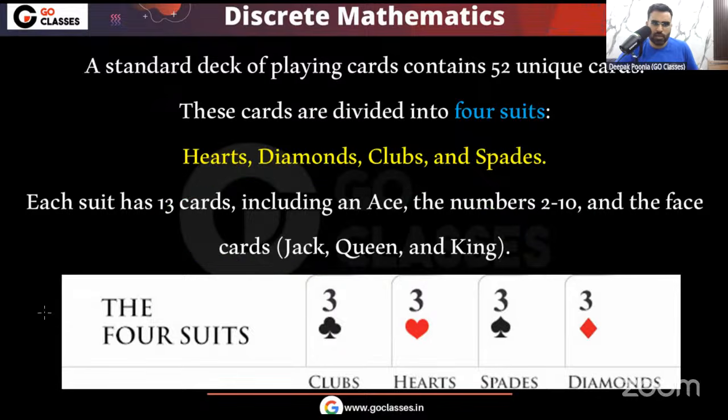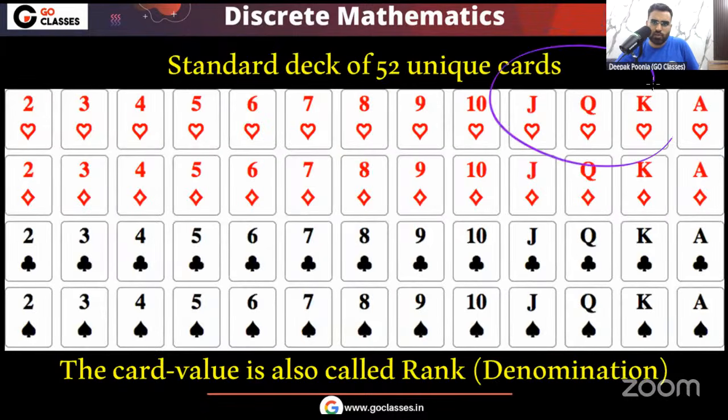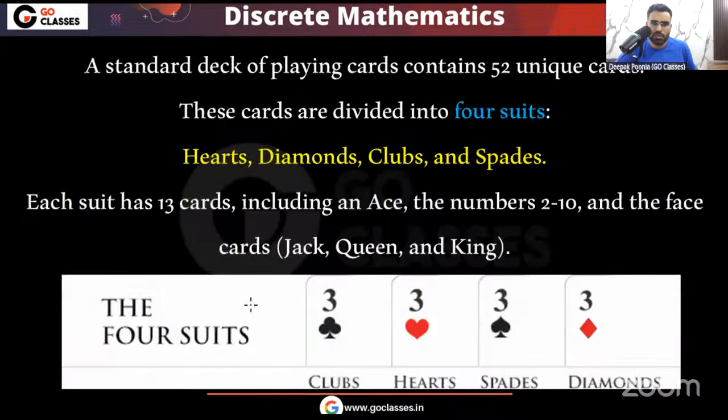Let me tell you an important point, that by default, ace is not a face card. So if they mention face cards, then by default, jack, queen, king are the face cards. The remaining are not face cards. And by default, ace is not a face card. So here you can see that the face cards are jack, queen, king. These are called face cards.